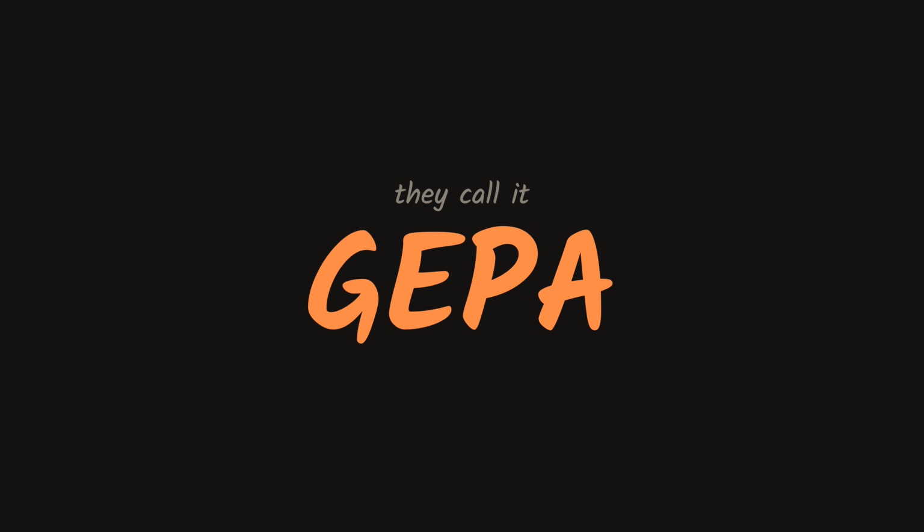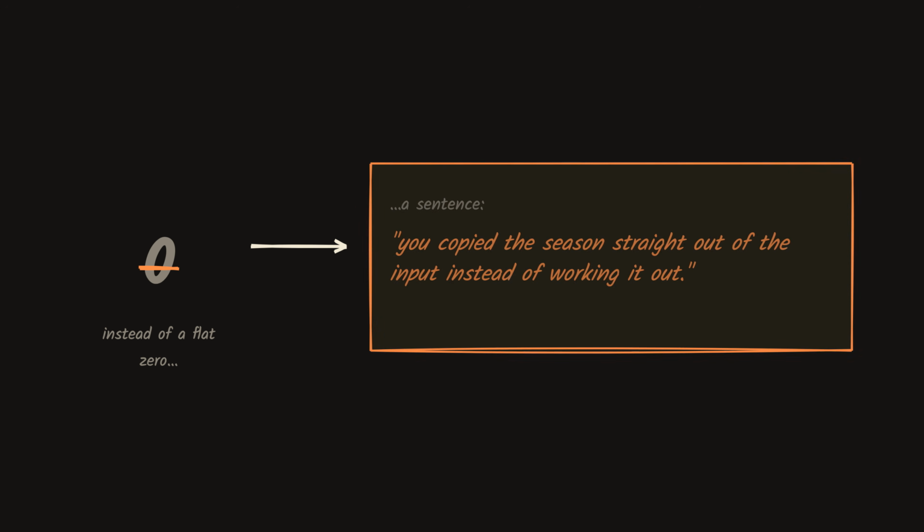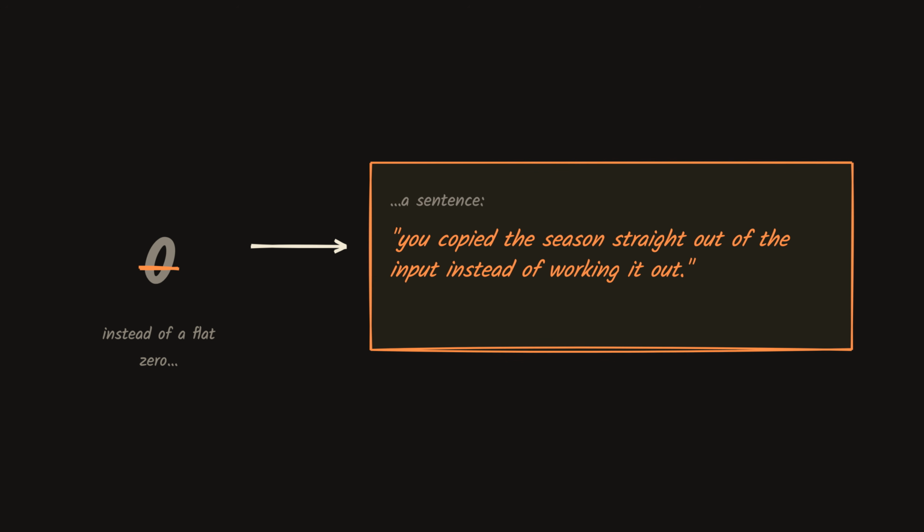They call it GEPA. So instead of a flat 0, the note comes back as a sentence. You blew it because you copied the season straight out of the input instead of working it out. And watch what it does with that.